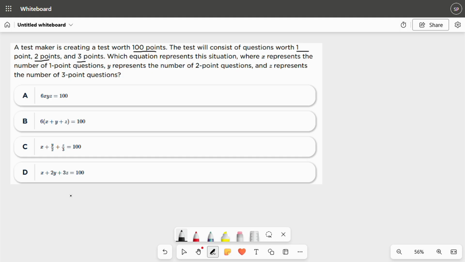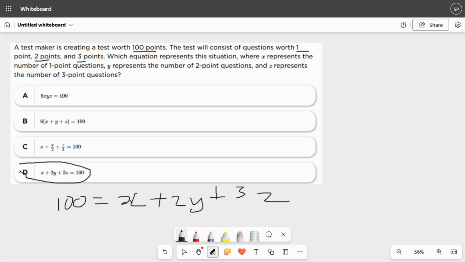So this is pretty simple. All of the questions add up to a total of 100 points. So that would be equal to x, since x is the number of 1-point questions, plus 2y, because y represents the number of 2-point questions. And then finally plus 3z, because that represents the number of 3-point questions. So let's look through our answer choices. It would be D as the answer.